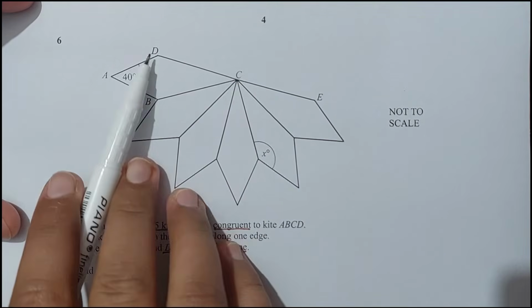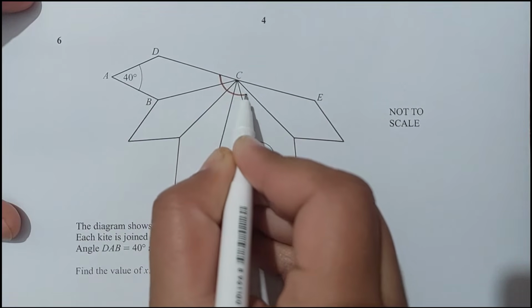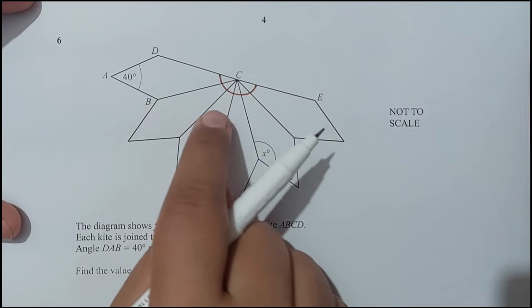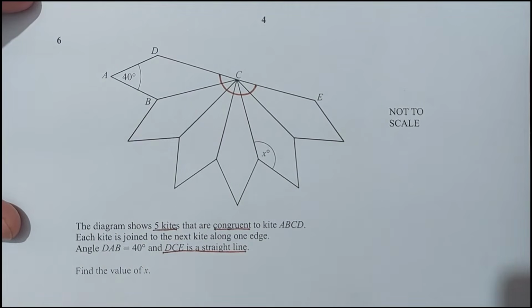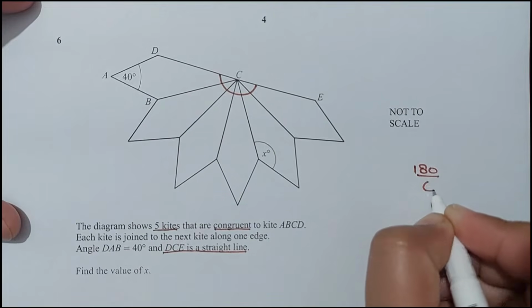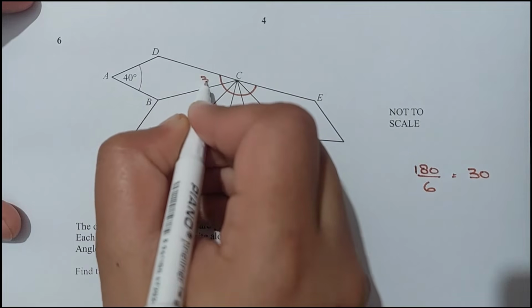All right, since this is a straight line, it means this angle is equal to 180 degrees. So this 180 is split into 6 portions, right? So what is each angle? 180 degrees divided by 6. Each angle is 30 degrees.